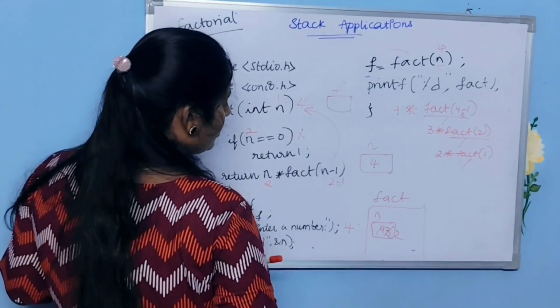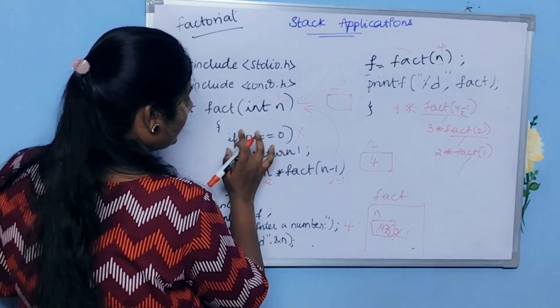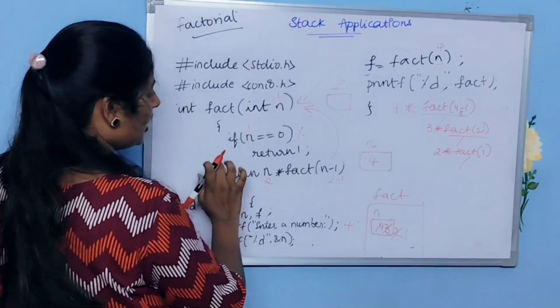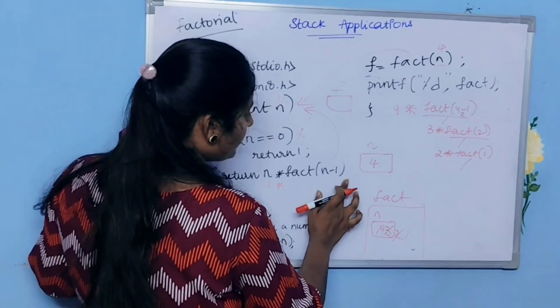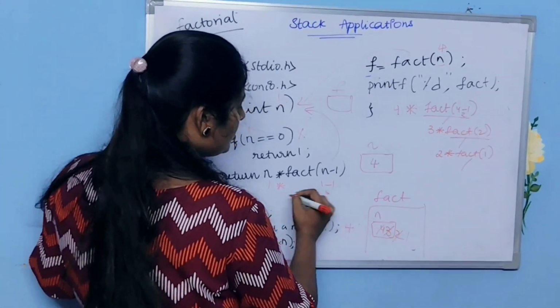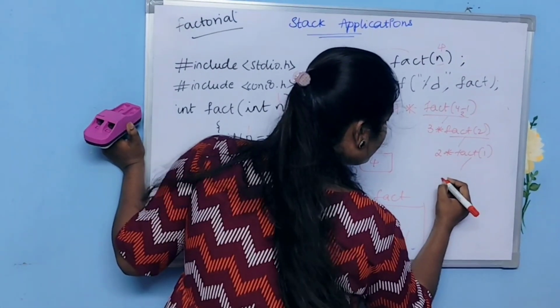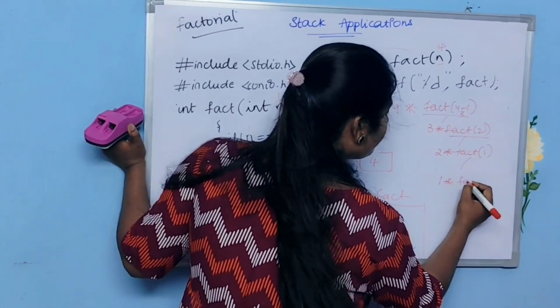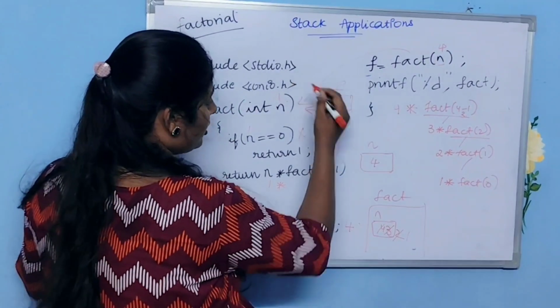Now fact n value equals 1, right? So 1 equals 0, condition false. Again this statement is being executed. So 1 into fact of 1 minus 1 is 0. Right? So now I'll write for fact of 0, 1 into fact of 0. Right? Now again function call is being done.